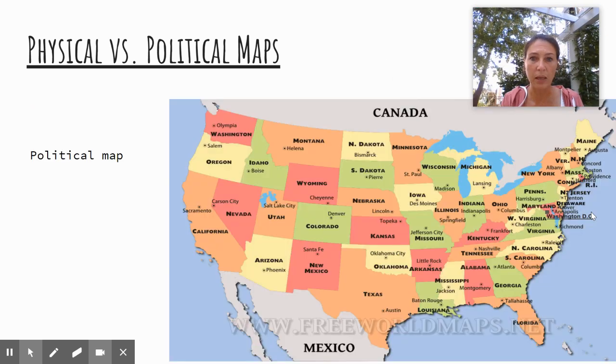And then this would be a political map. So you can see a political map has the names of all the states and then the states' capitals. And we are going to do a United States map quiz at some point during this course because it's important that you know the place where you live.